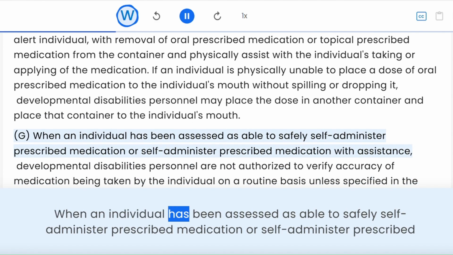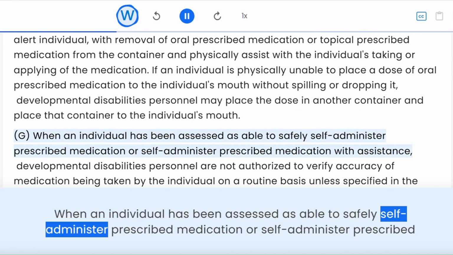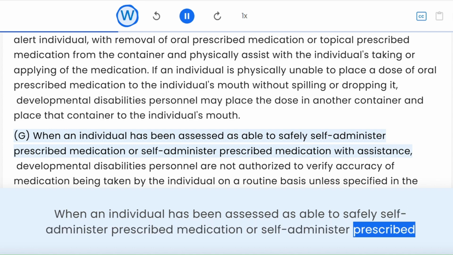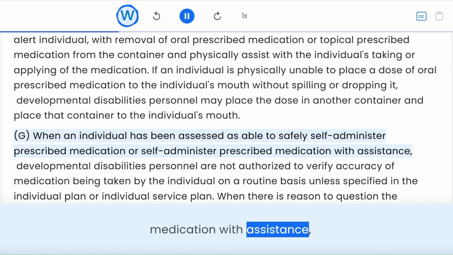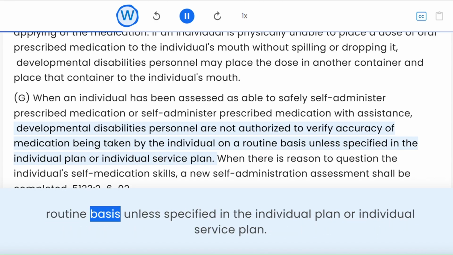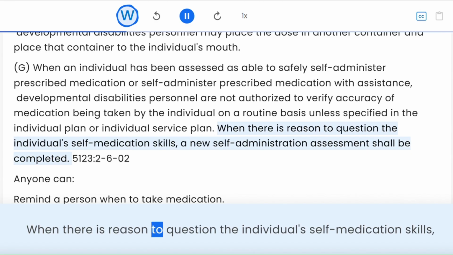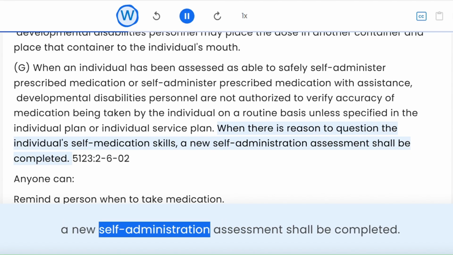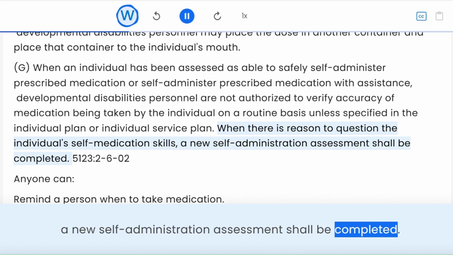When an individual has been assessed as able to safely self-administer prescribed medication or self-administer prescribed medication with assistance, developmental disabilities personnel are not authorized to verify accuracy of medication being taken by the individual on a routine basis unless specified in the individual plan or individual service plan. When there is reason to question the individual's self-medication skills, a new self-administration assessment shall be completed.